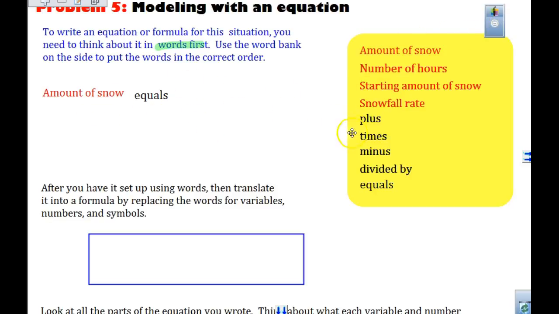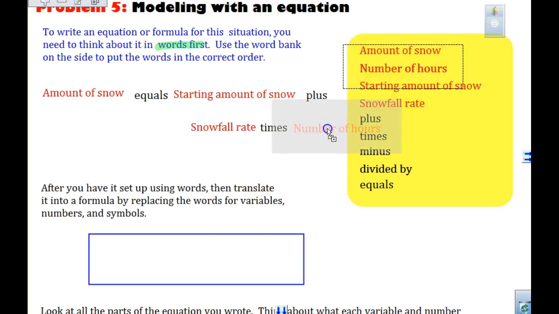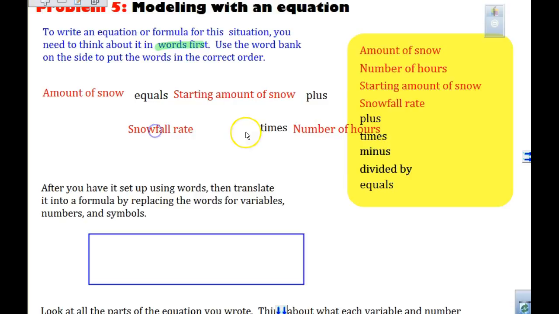So what else do we know? The amount of snow equals what? Our starting, right? And then what did we do? We added what? Plus. So the amount of snow equals our starting amount of snow plus what? Yeah. Number of hours times snowfall rate. Number of hours times snowfall rate. And we're going to put snowfall rate first times the hours. Because we don't know the hours, that's what we get to choose. Put this over here just a little bit.